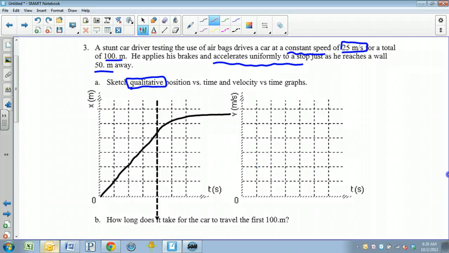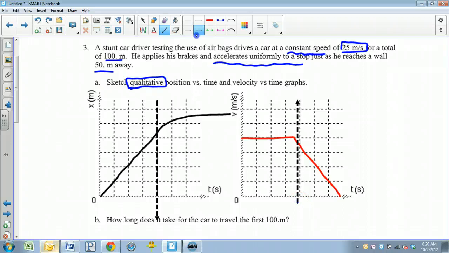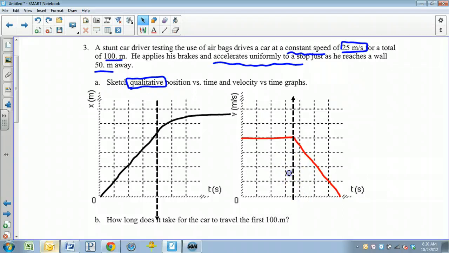For the velocity then, we know we have a constant speed, so we're going to have a horizontal line for the first little bit of time. And then it's going to slow down uniformly, which means our speed, our velocity, is decreasing until it gets to 0. Okay, and again, we could break this up. To the left of the line is where we are traveling constantly, and to the right of the line is where we're slowing down.